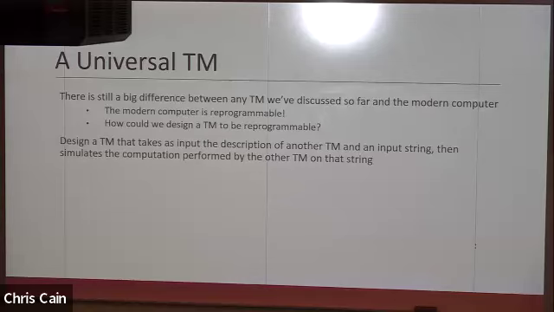So that's exactly what we want to do. Take a Turing machine that takes the input and description of another Turing machine and then says, I'm going to do what you do. How can we design a Turing machine that reads what another Turing machine does and then does that? This is the mic drop moment of the class, isn't it?